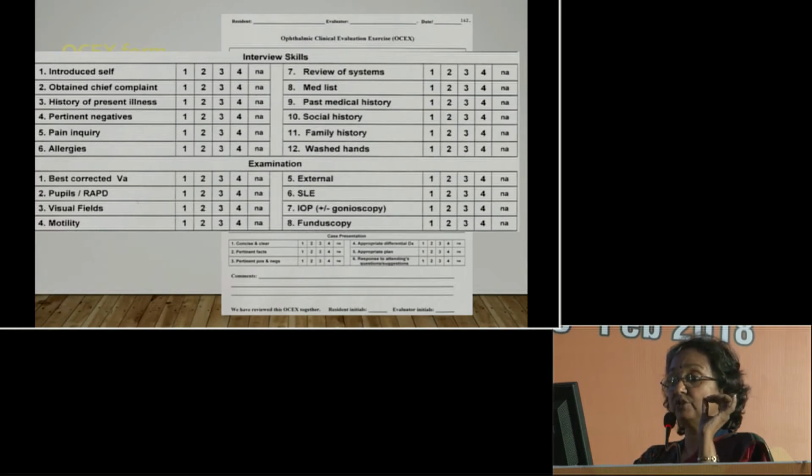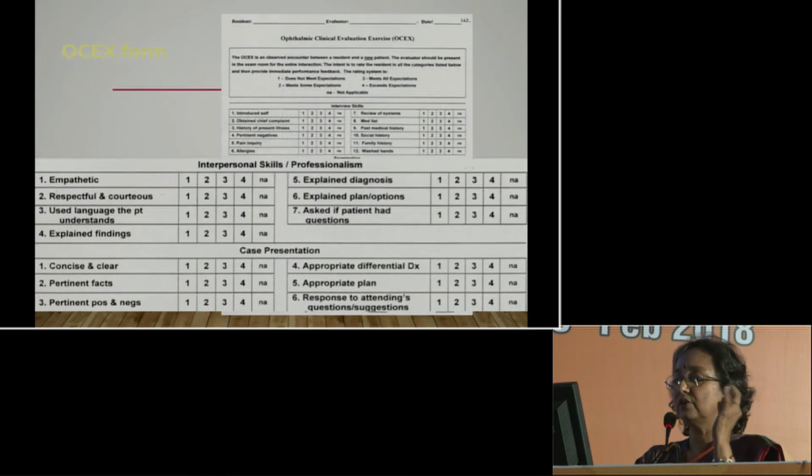The next section is the examination: best corrected vision, pupils, including RAPD, visual fields, ocular motility, external exam, slit lamp exam, intraocular pressure plus or minus gonioscopy as indicated, and fundus examination. The third and fourth sections are about interpersonal skills and professionalism. Was the student empathetic towards the patient? Respectful and courteous? Tried to use language the patient understands? Explain the findings to the patient? Explain the diagnosis, the plan, the options, and ask at the end if the patient had any questions.